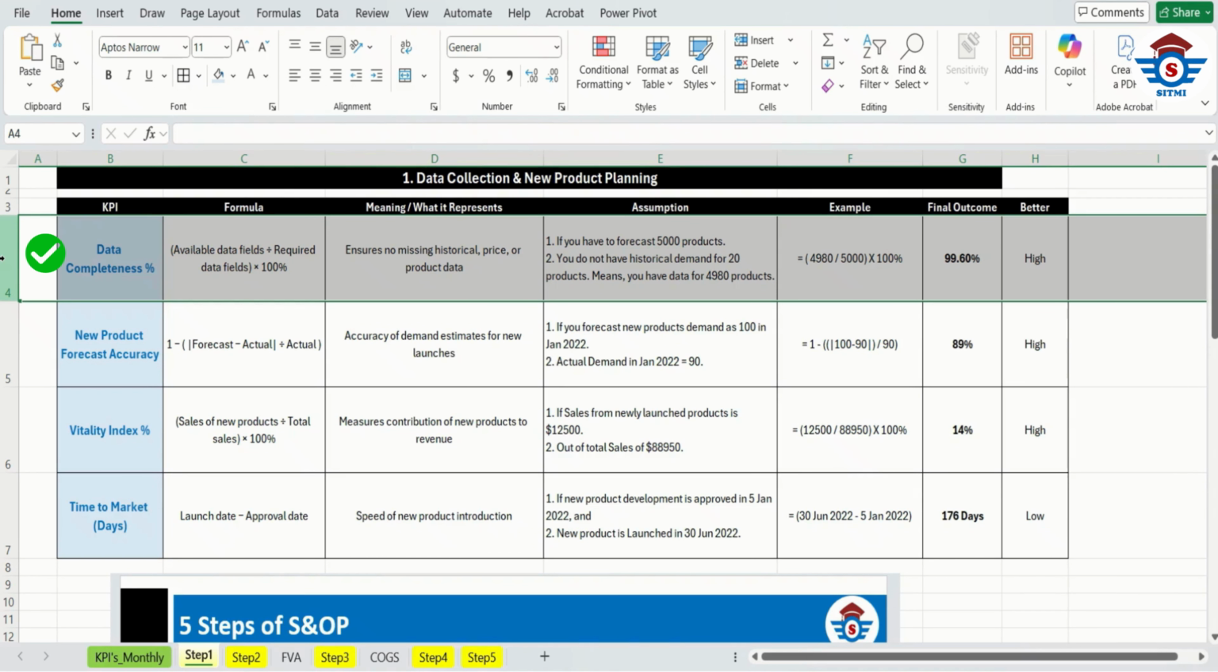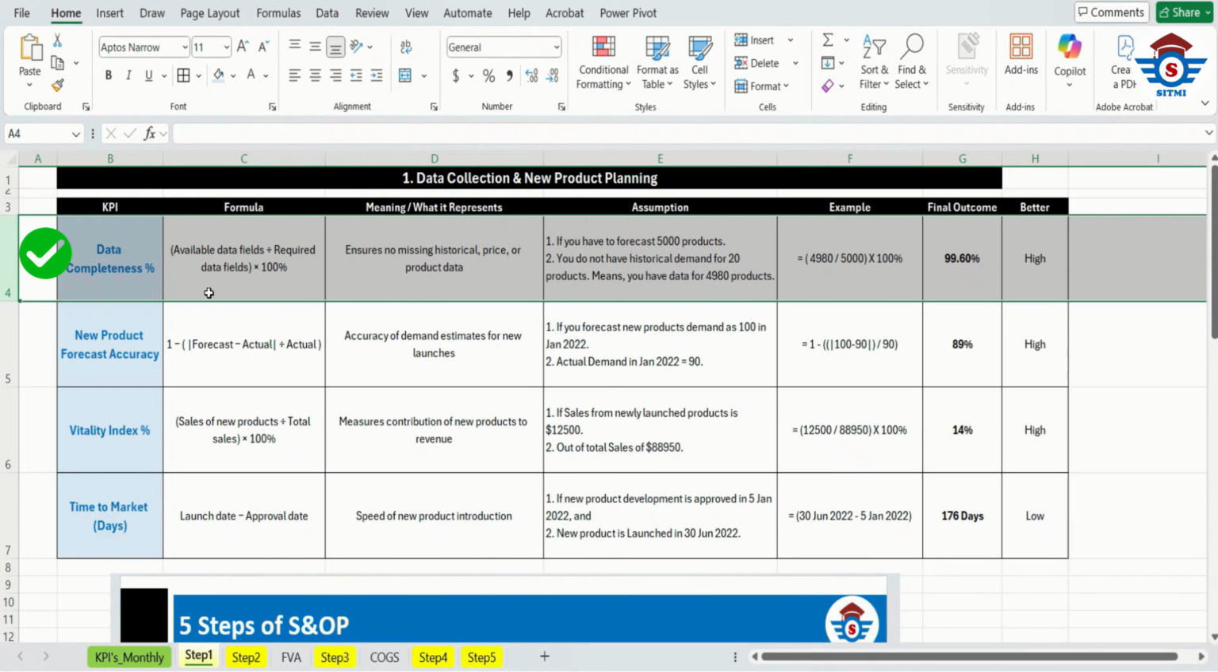The first KPI is data completeness percentage. Let's start with the formula. The formula for this KPI is available data fields divided by required data fields, multiplied by 100%.